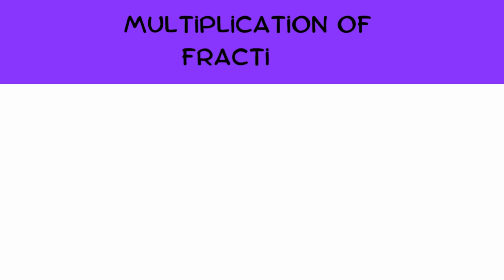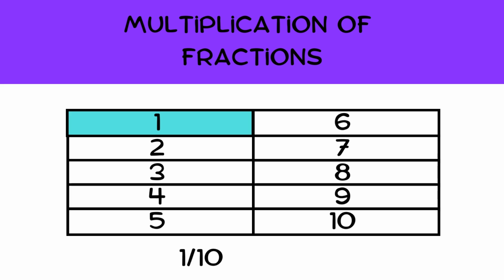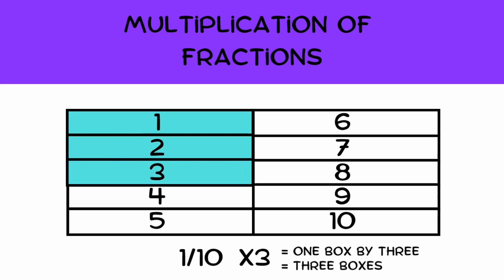Next up, we need to discuss multiplication of fractions. Let's look at this column, which is divided into 10 equal boxes. One box is shaded, making it a fraction of 1 over 10. If we wanted to multiply that fraction by 3, we would simply multiply that one box by 3, which would give us 3 boxes, and therefore the fraction now being 3 over 10.